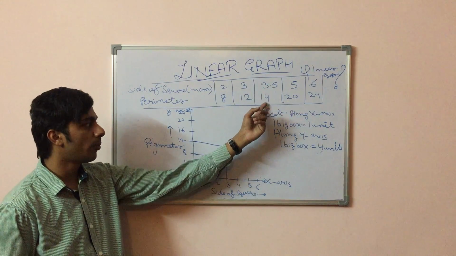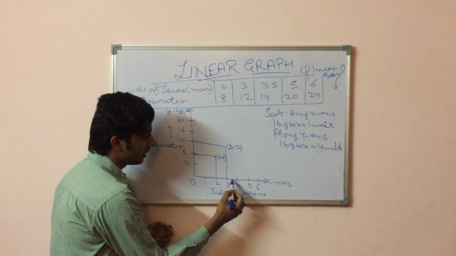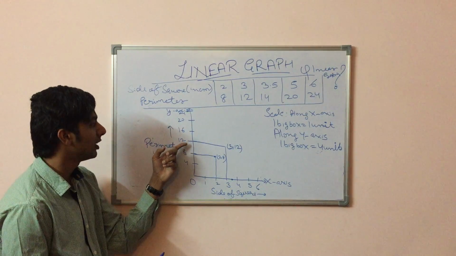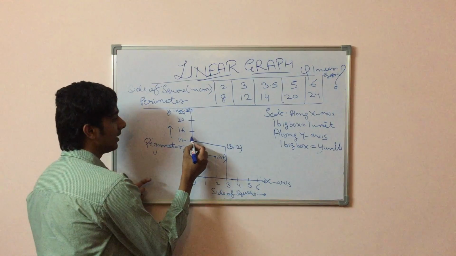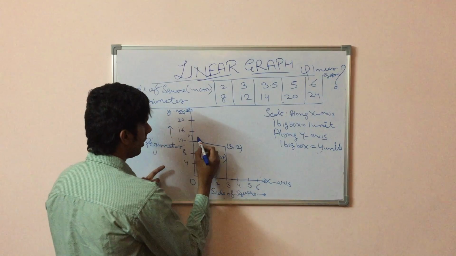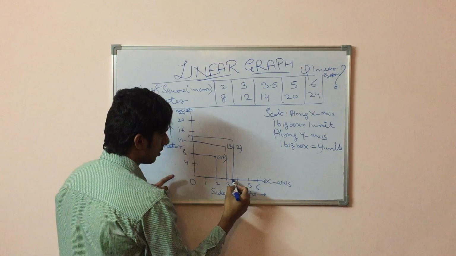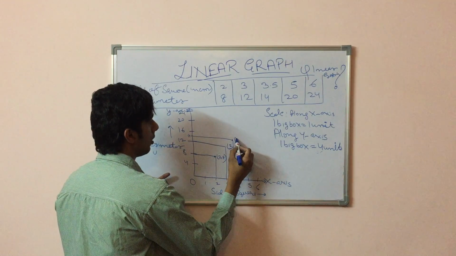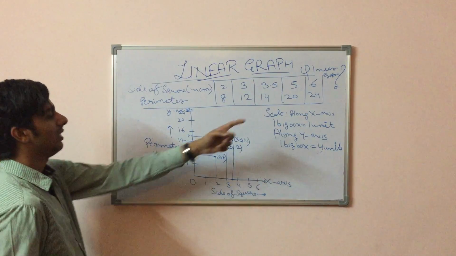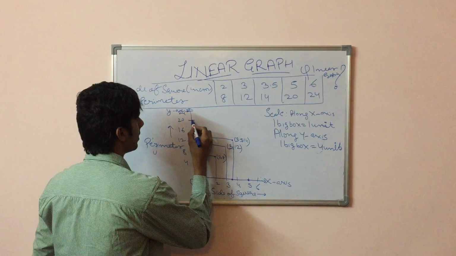Next is 3.5, 14. Where is 3.5? 3.5 will be between 3 and 4. Let it be over here. 3.5, 14. Where will 14 be? 14 will be between 12 and 16. Let it be, this is 14. In between. So we can join now. Something like this. This is 3.5, 14, right? Then comes 5, 20. This is 5. This is 20.